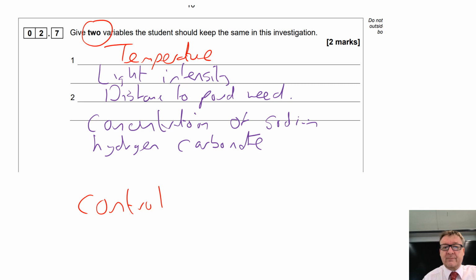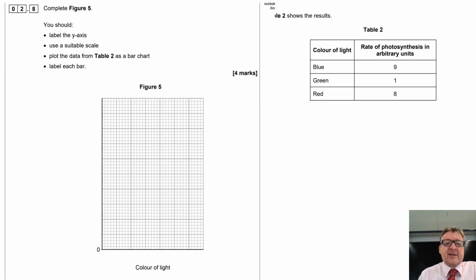Fabulous. These questions are the best, right? Because they give you a piece of graph paper, but then they say it's 4 marks, and then they tell you what each mark's for. So all you've got to do is go down that list, do each one, and then you get 4 marks. Right, complete figure 5.